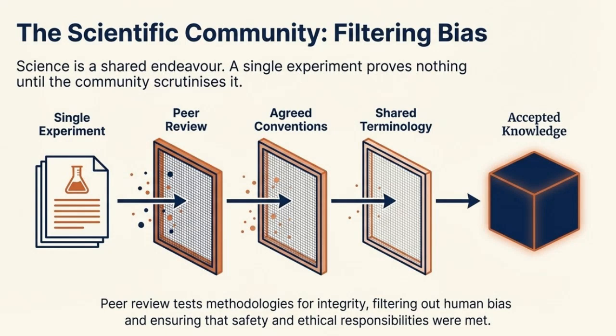Let's take a moment to consider how the scientific community works together to filter out bias. A single experiment on its own doesn't prove anything until it has been carefully examined by others. First, the experiment undergoes peer review, where experts check the methods and findings for accuracy, bias, and ethical standards. Then, it is evaluated against agreed conventions, shared rules and standards everyone follows in the field. After that, the findings must fit within a shared terminology, ensuring that the information is communicated clearly and consistently.